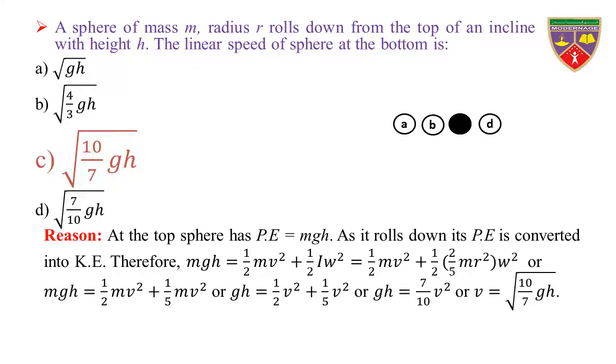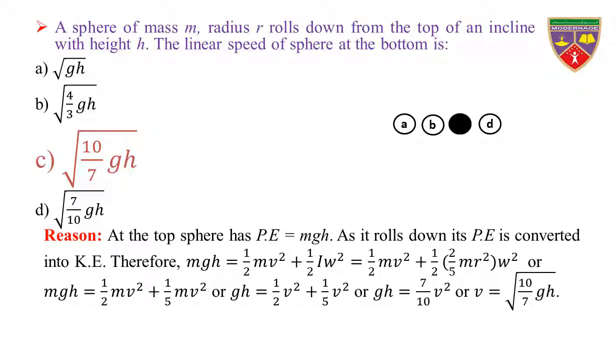Reason: at the top, the sphere has potential energy equal to mgh. As it rolls down, its potential energy is converted into kinetic energy. Therefore, mgh is equal to 1 by 2 mv square plus 1 by 2 I omega square, which is equal to 1 by 2 mv square plus 1 by 2 into 2 by 5 mr square, which is the moment of inertia of the sphere, into omega square r.